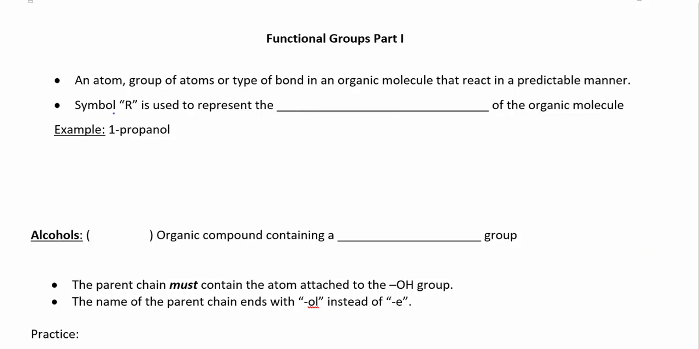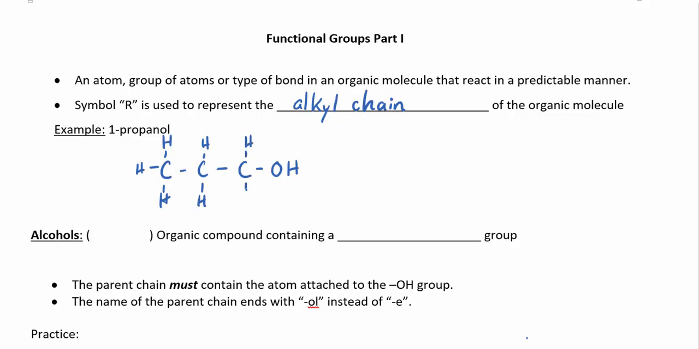So what we're going to do is we're going to use the symbol R to represent the alkyl chain of an organic molecule. So just as an example here, something called 1-propanol. And we'll learn more about what this is, but you could already sort of guess that it must have a 3-carbon chain because of the prop. And because it's an alcohol, we're going to learn that that has something called a hydroxyl group or an OH group attached to it. And if I just fill in the rest of the hydrogens as we normally would, we can see that this is an example, kind of our expanded view of propanol.